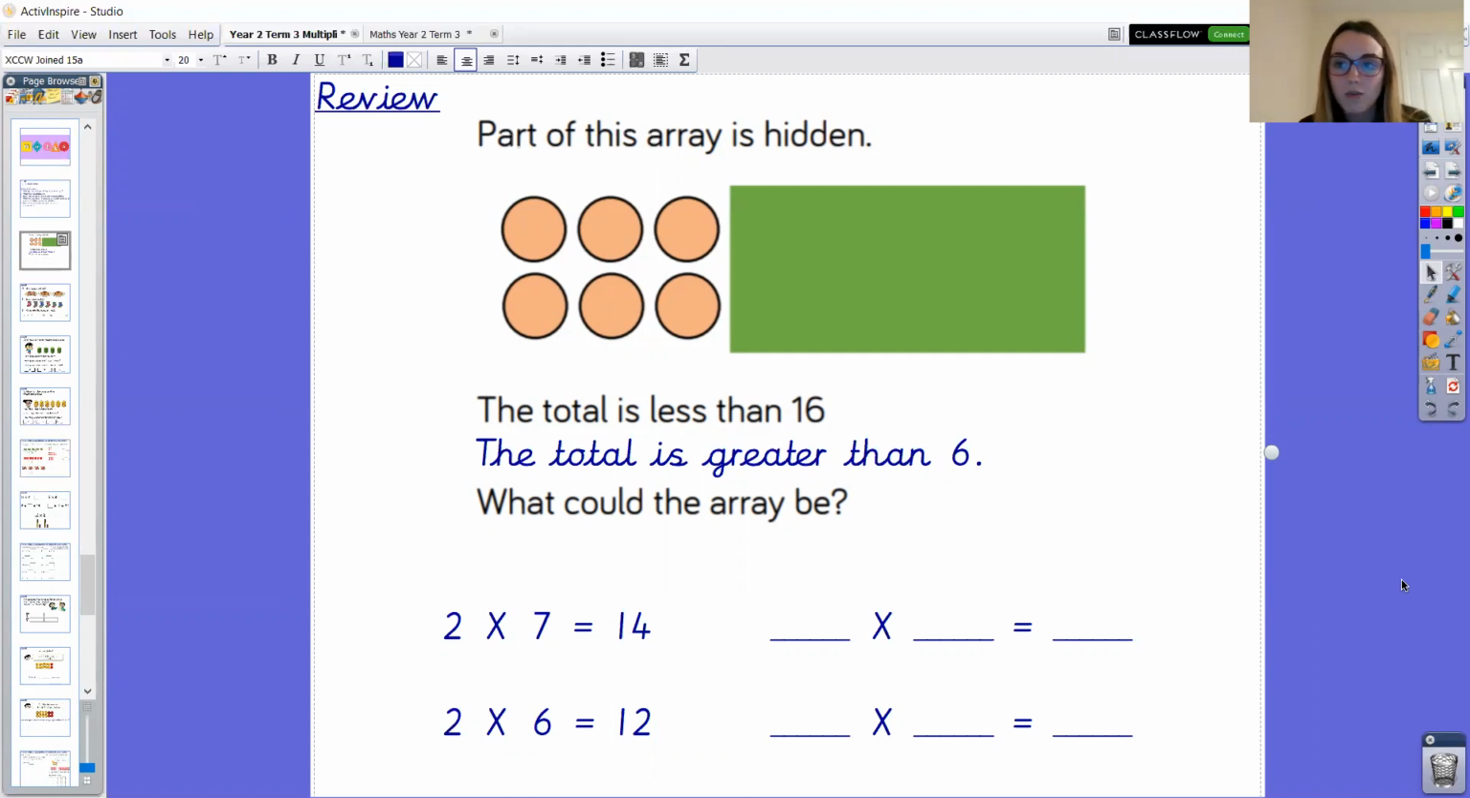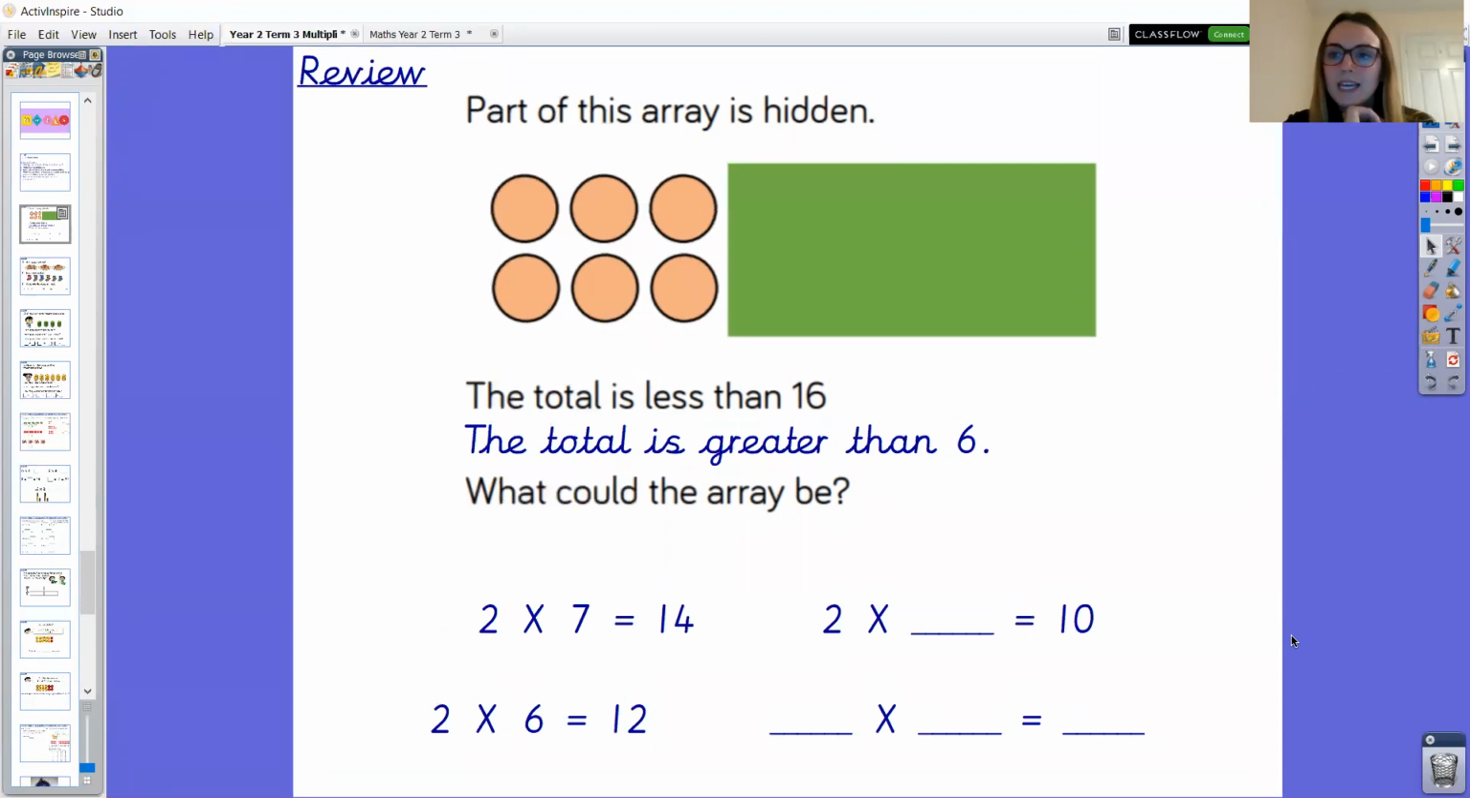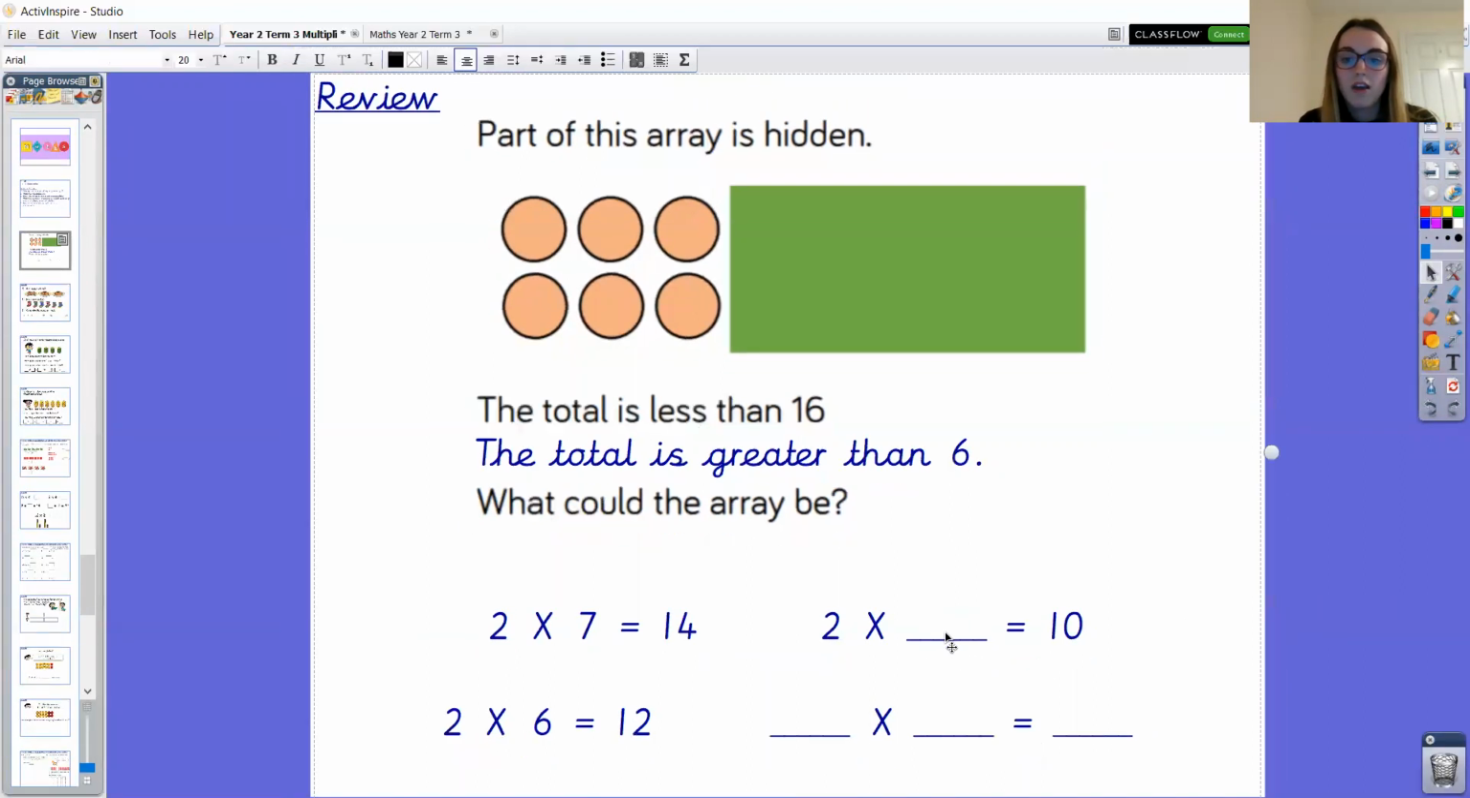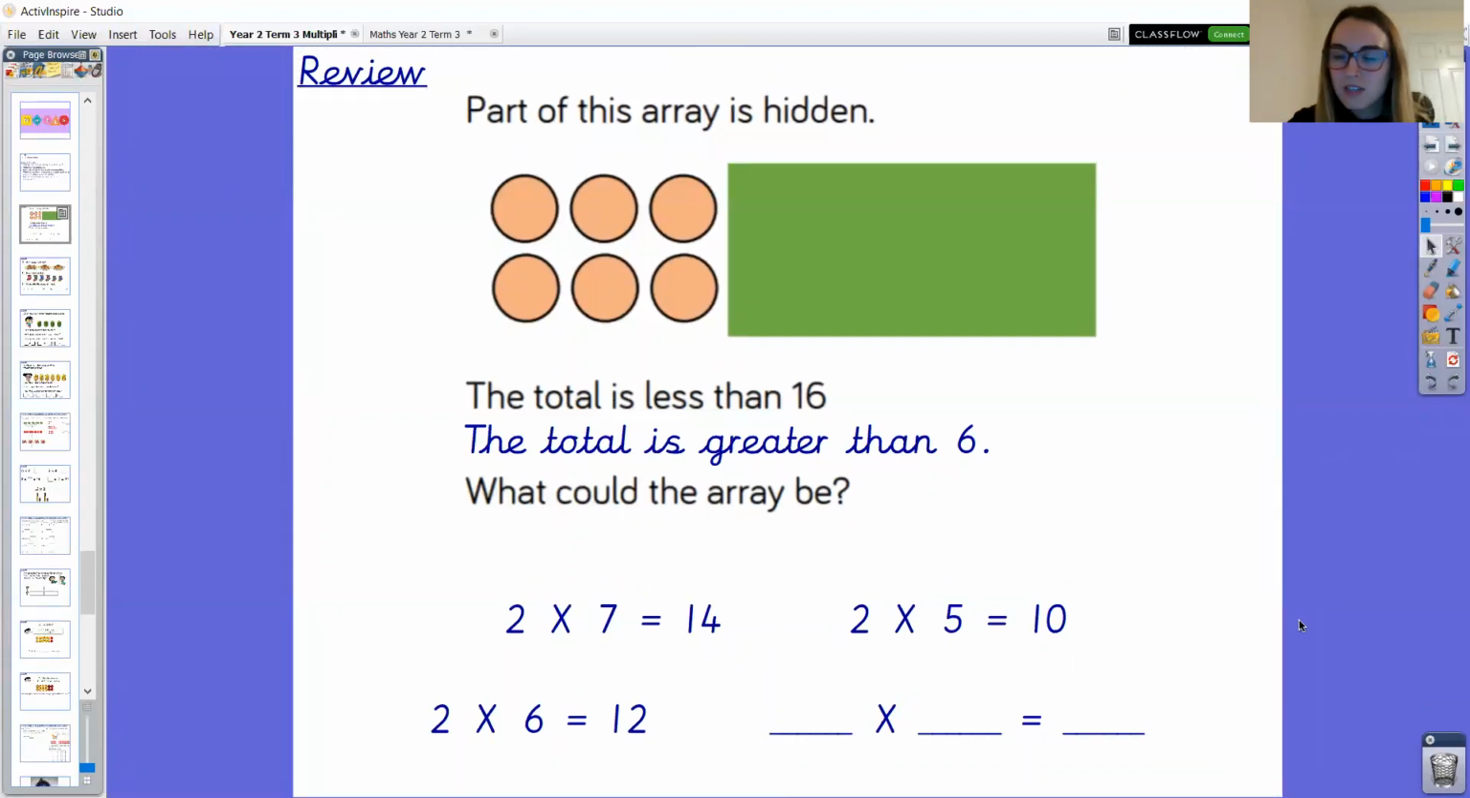Okay, let's find our next even number. So 2 less than 12. Well done. 2 less than 12 is 10. And we know that there are 2 rows. So what could be in each row? Well done. There could be 5 counters in each row. Let's say it together. 2 times 5 equals 10. Brilliant. You probably noticed there that I used the word times instead of lots of. It's good that we can be flexible between those words.